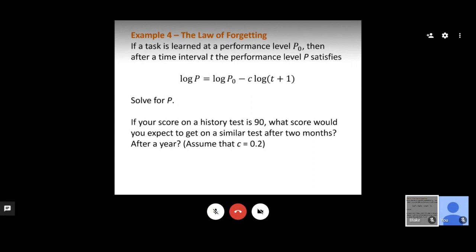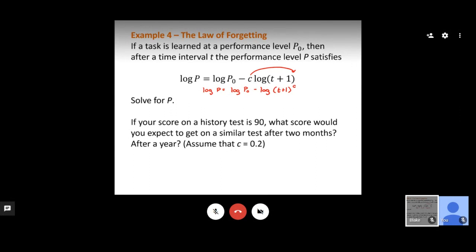Okay, so we're going to use those laws of logarithms here, see if we can combine some stuff so that we can try to get P by itself this time. So let's look at the right-hand side here. What's one thing I could do if I wanted to try to combine these? Yeah, I can move the C into the exponent, right? Because we have this coefficient here that can be an exponent. That'll give us the log of P equals log of P sub 0 minus the log of T plus 1 to the C power.